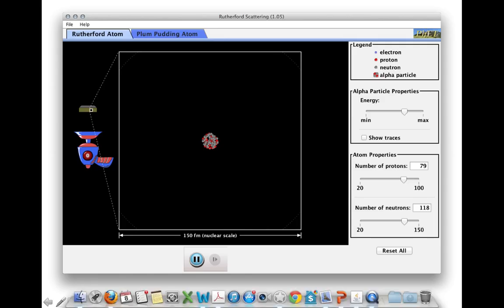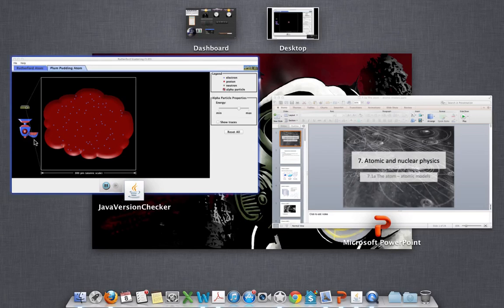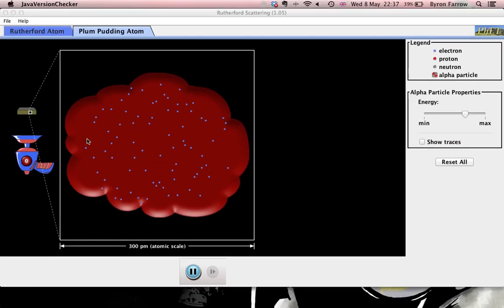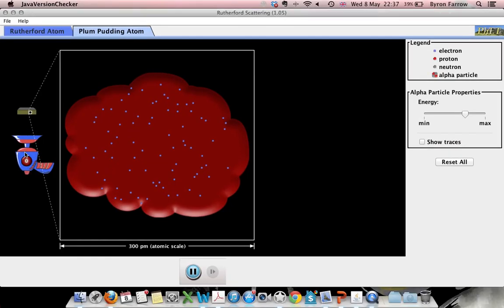Well, to illustrate that, I can use the lab here. Here we have a gun firing alpha particles through a sample. And here is the plum pudding model. So you have a cloud of positive charge with negative charges embedded within it. Turn everything on, click. And all the alpha particles go whizzing through, no problems, not deviated at all. That's not what they saw.